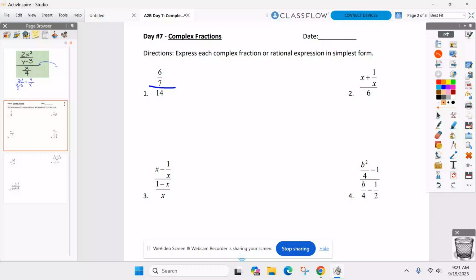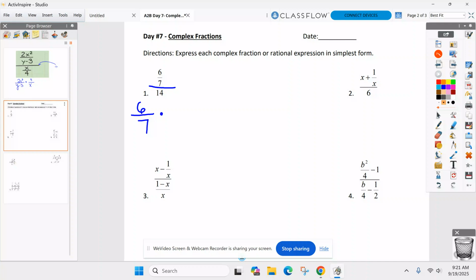problem. Is there only one fraction on top? 6/7, yes. Is there only one on the bottom? Yes, 14 over 1. Now we can keep, change, flip. You have to have one on top and one on the bottom before we do that. Keep the 6/7. What's that division change into?